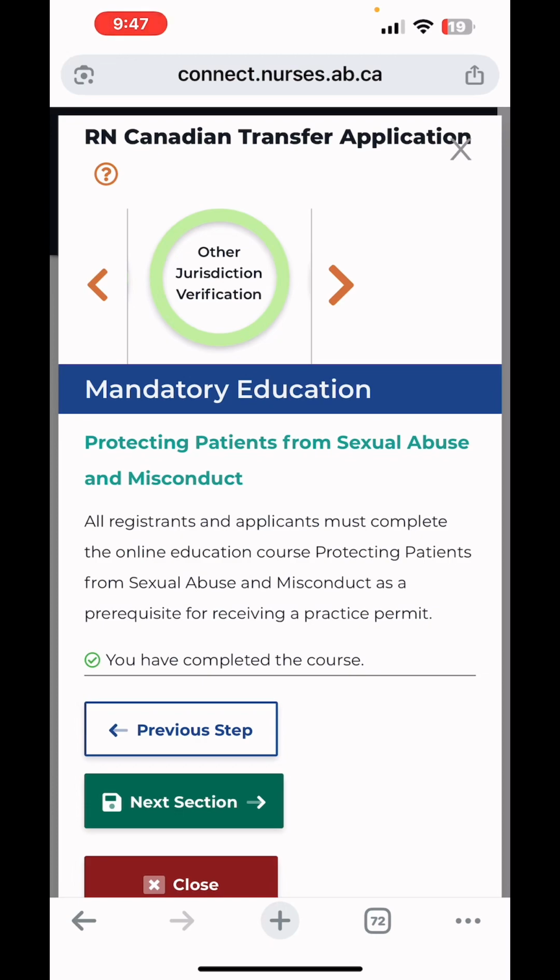I applied to CNO, and within 2 days, maybe 3 days, CNO sent their results to CRNA. So it was a really fast process, and I think I spent almost $40 or $50 for this one. Next is fitness to practice.